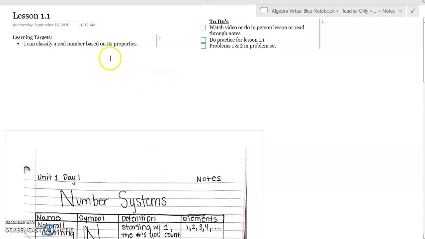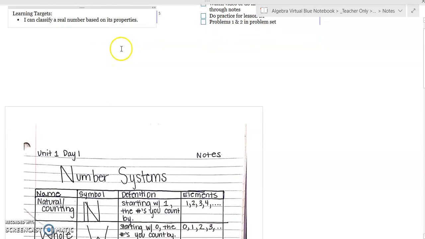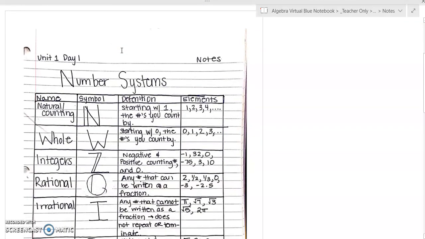So the learning target for this lesson is I can classify a real number based on its properties. So what that means is we're going to look at the number system and all the different types of numbers we can have.